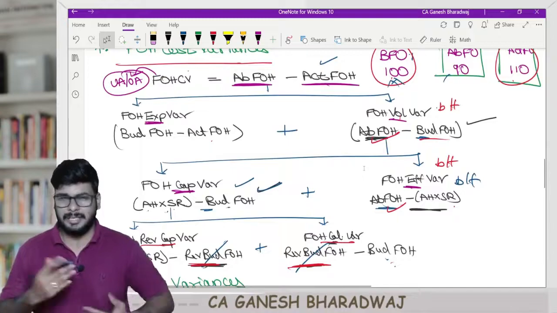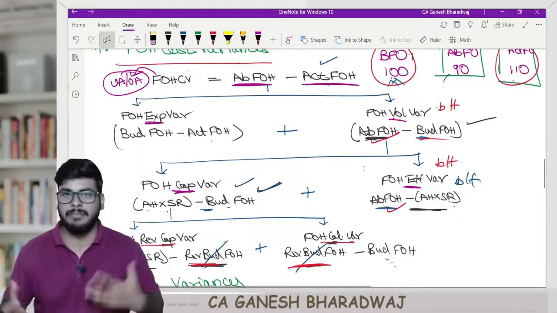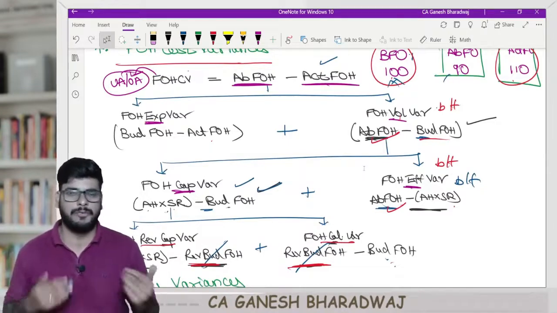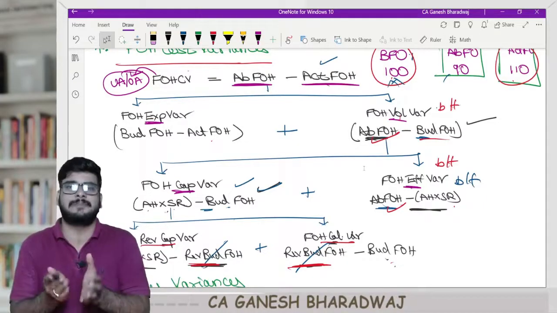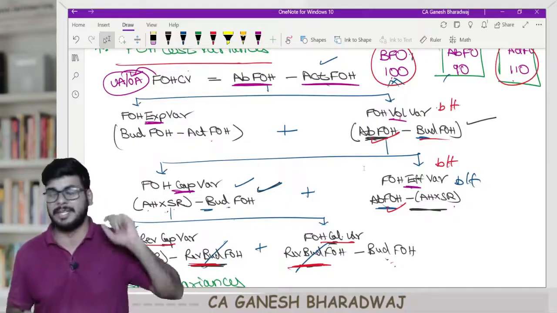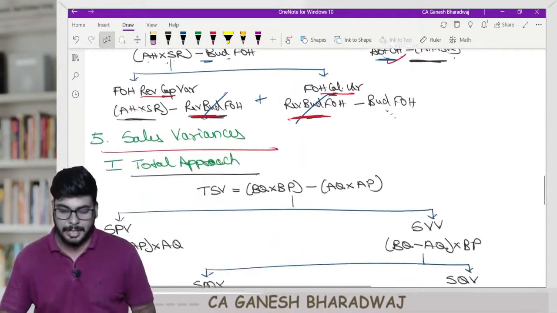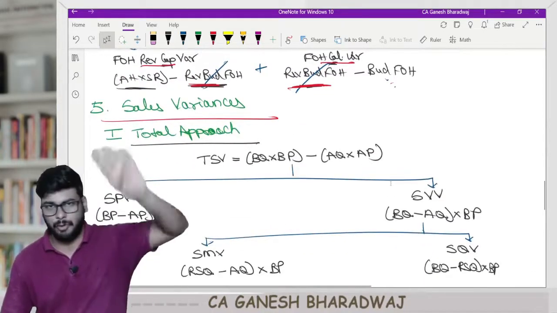Generally we take a lot of time in doing this fixed overhead cost variance, about 4-5 hours. But here, since this is a revision marathon, I have subsumed it and I'm presenting it in a capsule so that it's easy for you to revise it. Clear with us, guys? Right, now let's move on to the next one. That's about the 4 cost side variances.